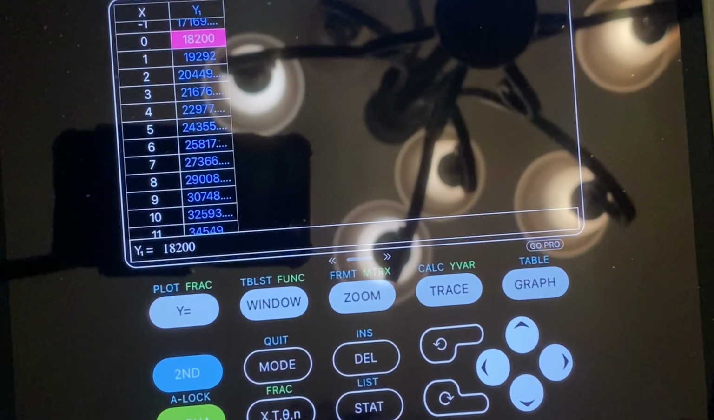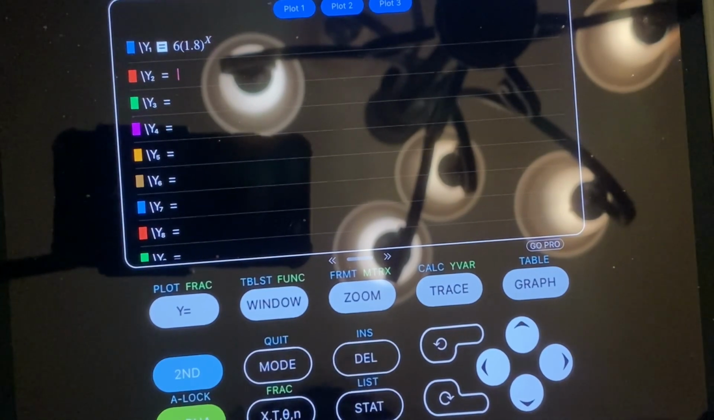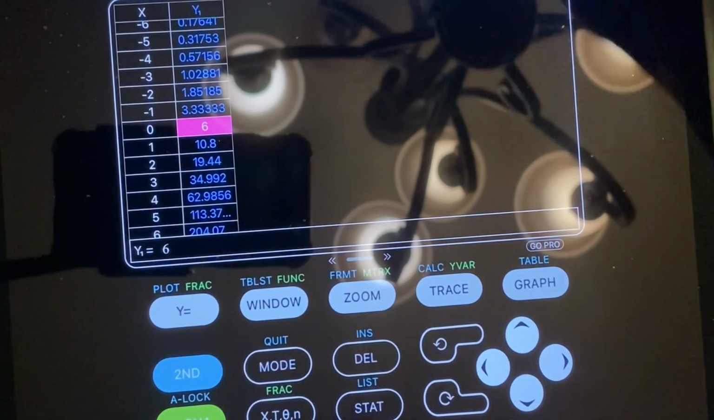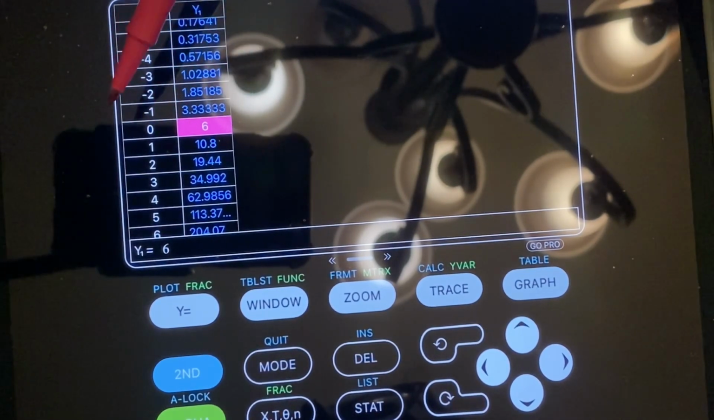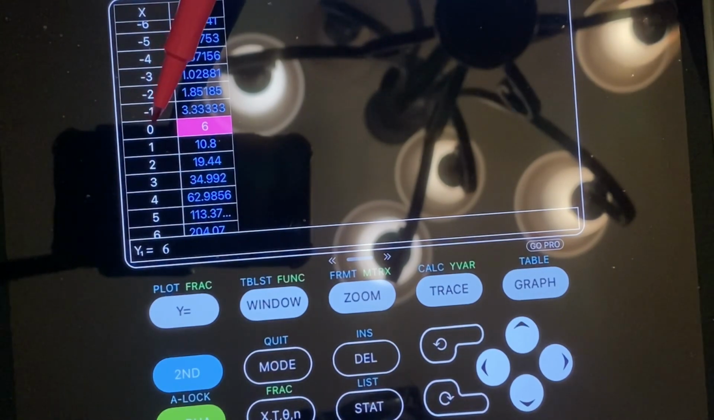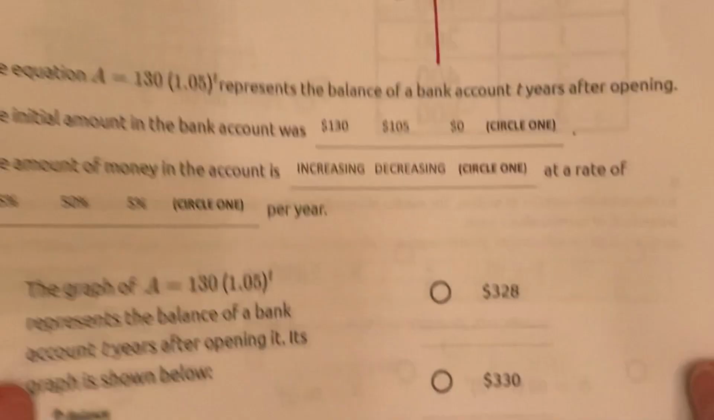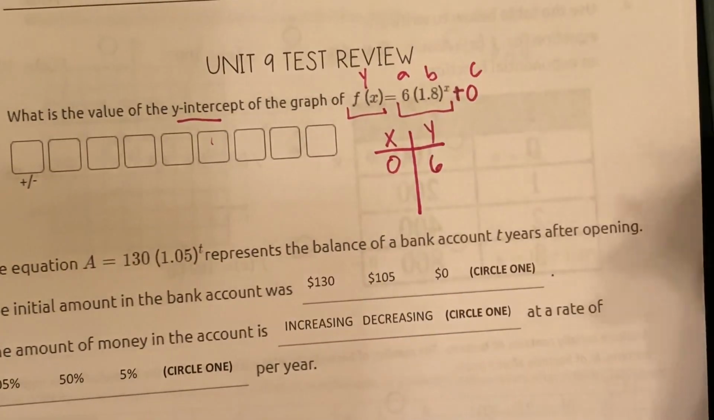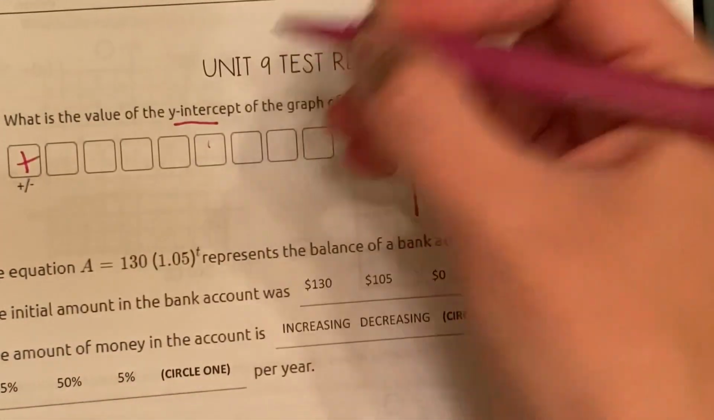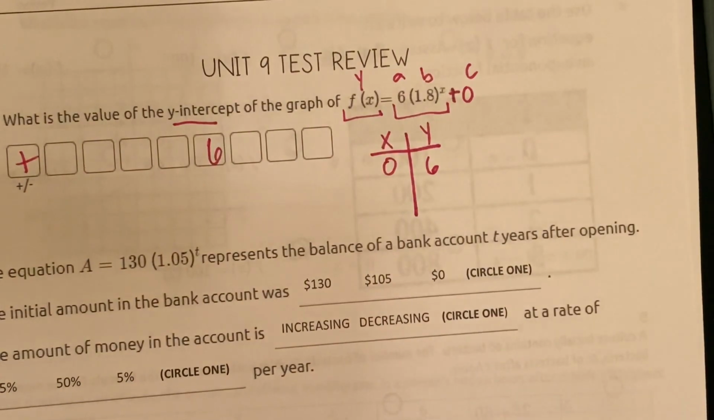Now remember, our y-intercept, what did I do wrong? I think I forgot to press enter. Okay, second table, there you go. Our y-intercept is when x is 0, what is y? Yours should already be at 0. So when x is 0, what is y? In this case, when x was 0, y was 6. It was our a value. So you could put a plus sign here and then put 6 in any one of these boxes.